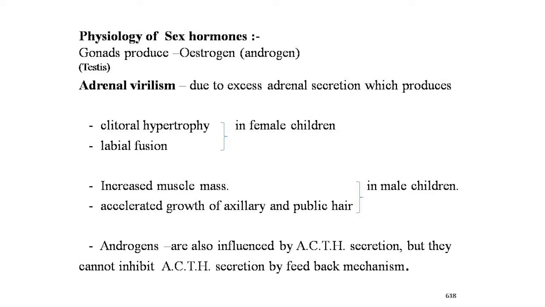Physiology of the sex hormones. Gonads produce androgens from the testes and estrogen. Adrenal virilism is due to excess adrenal secretion, which produces clitoral hypertrophy and labial fusion in female children, and increased muscle mass and accelerated growth of axillary and pubic hair in male children. This is the physiology of the sex hormones. Androgens are also influenced by ACTH secretion, but they cannot inhibit ACTH secretion by a feedback mechanism.